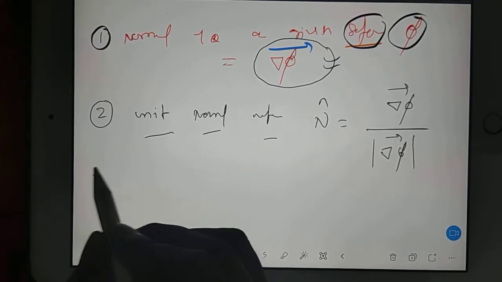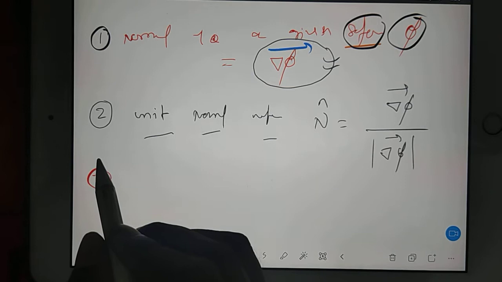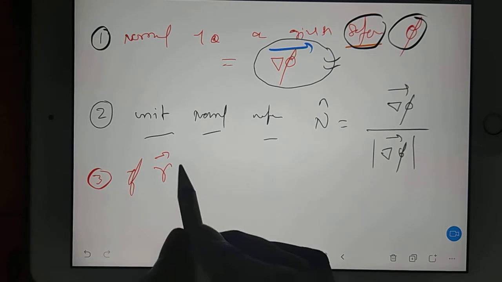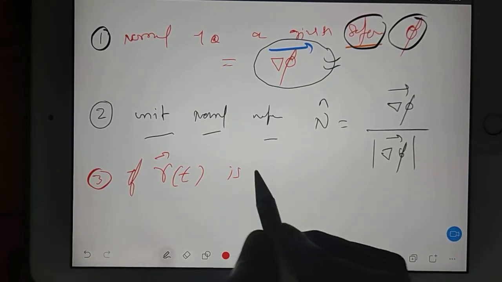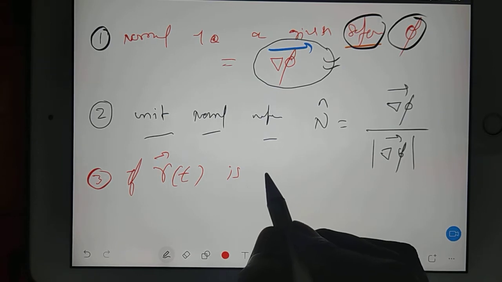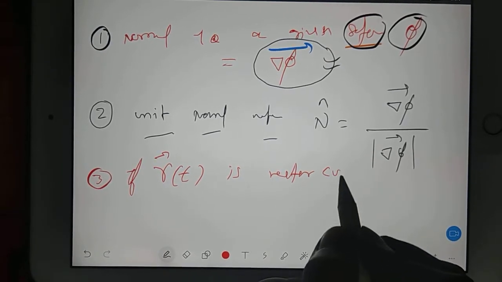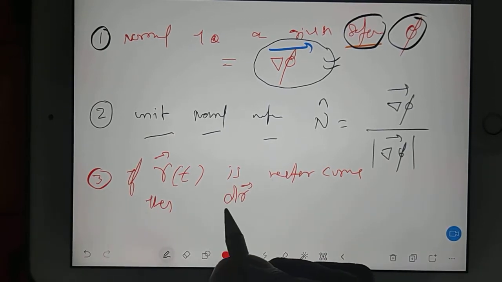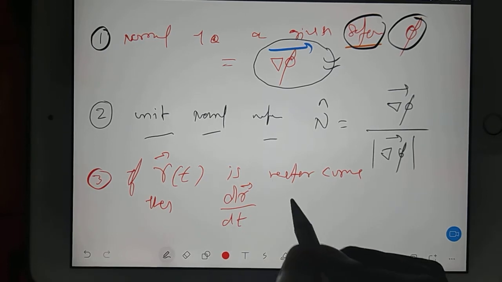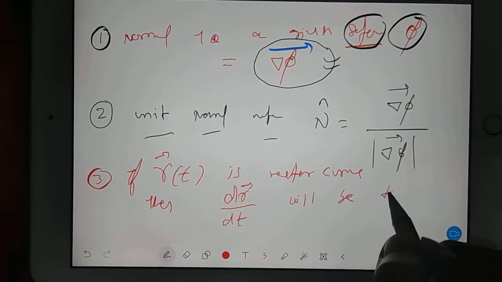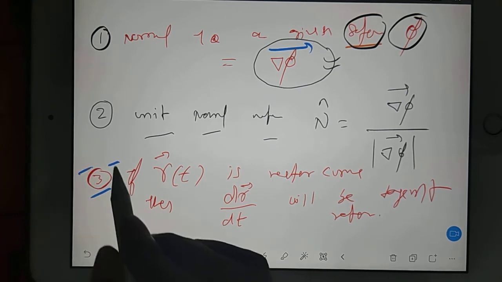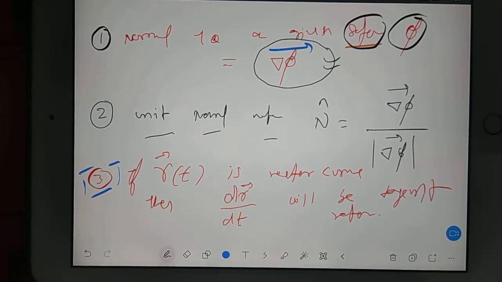Now one very important point, that point will give you an idea of tangent. Suppose your r, which is a function of t, is any vector curve, then dr vector divided by dt will be the tangent vector. This is a new thing here, right? This will be a tangent vector.